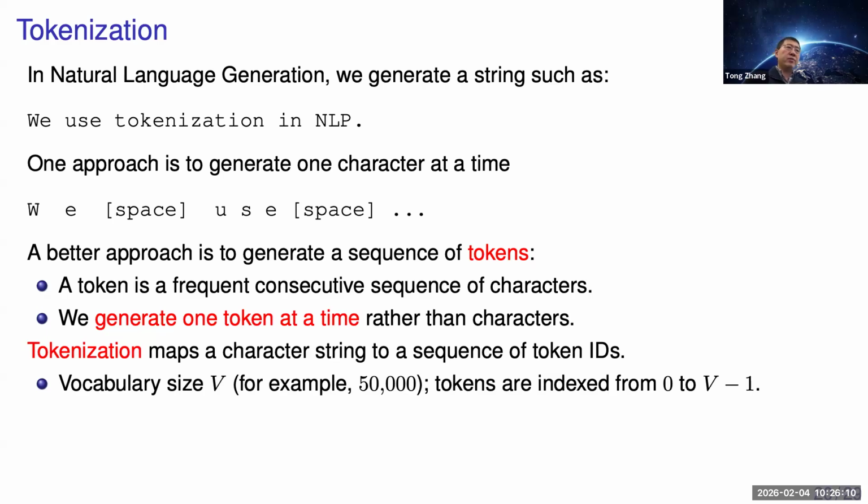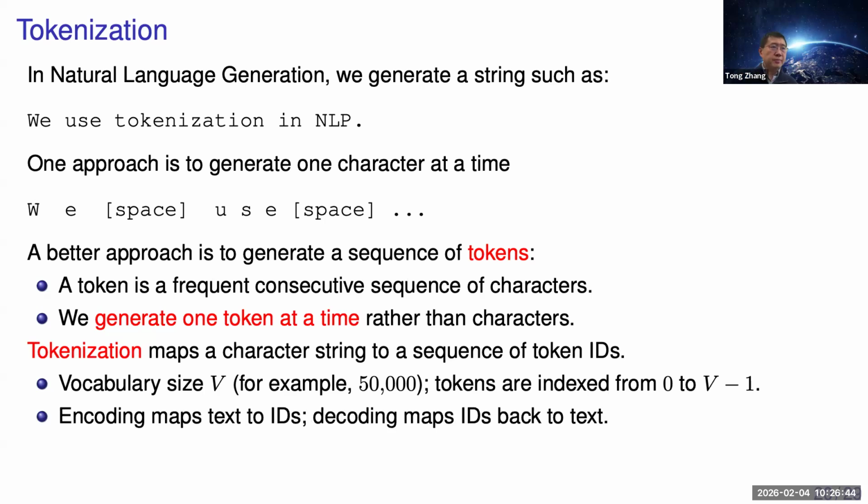When you're decoding, you generate a sequence of tokens and map that integer sequence into a string. For a string, you also map it into integers. So encoding is mapping a string to an integer sequence, while decoding is mapping an arbitrary integer sequence back into a string. Encoding maps text to IDs, and decoding maps IDs back to text.